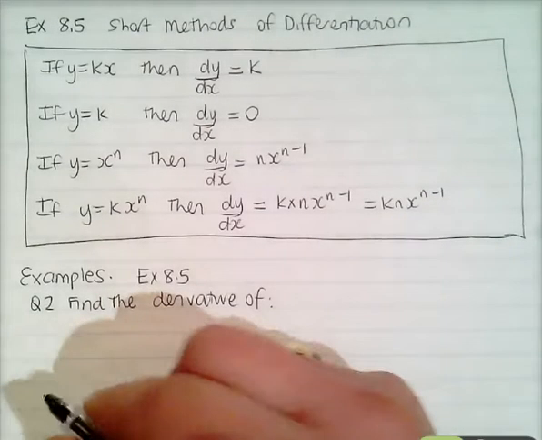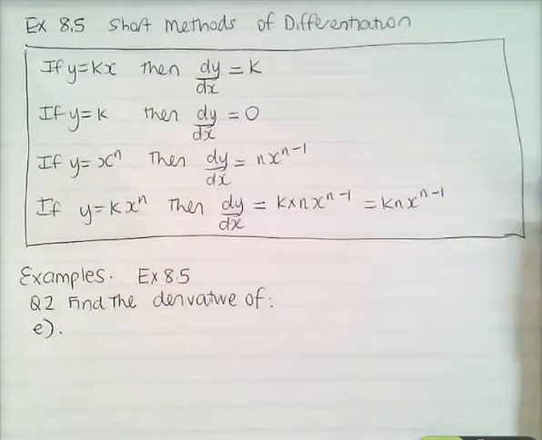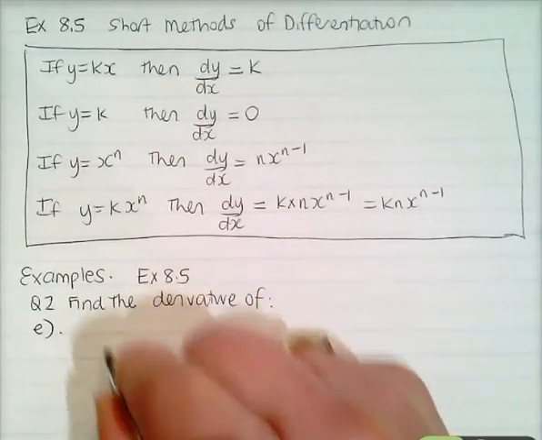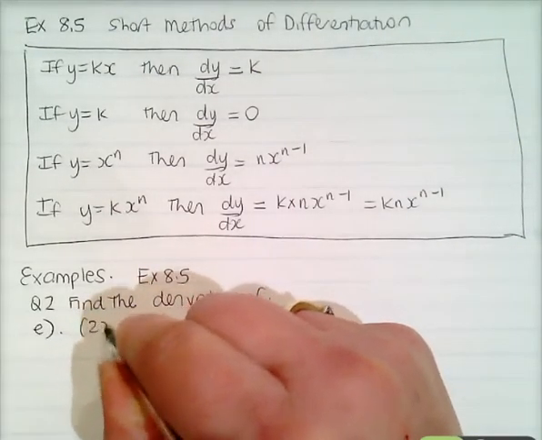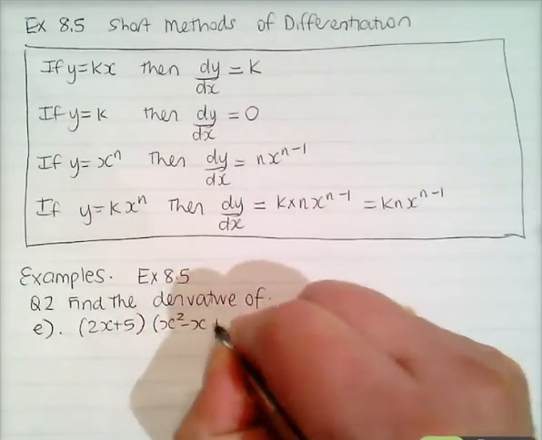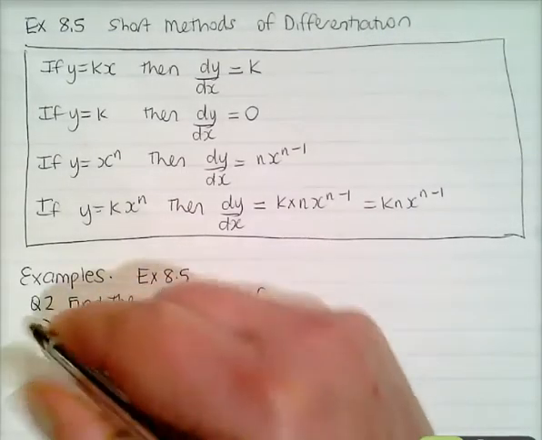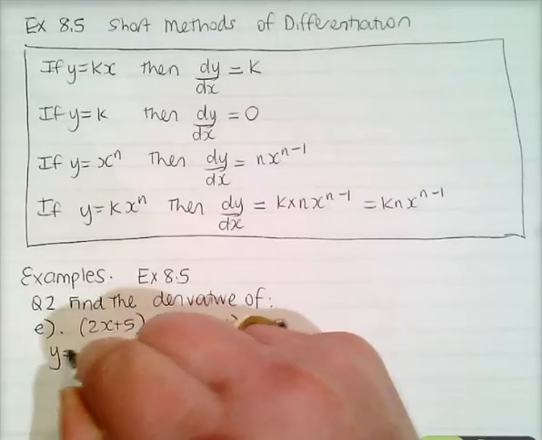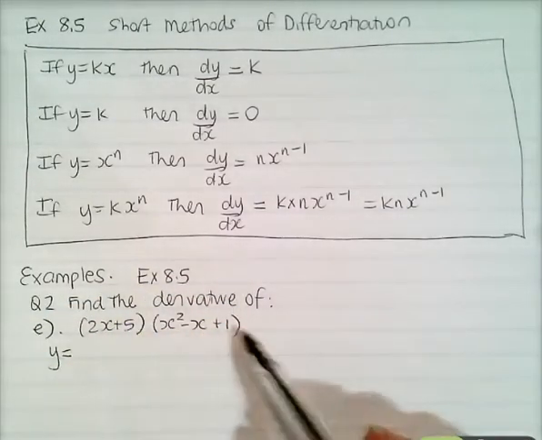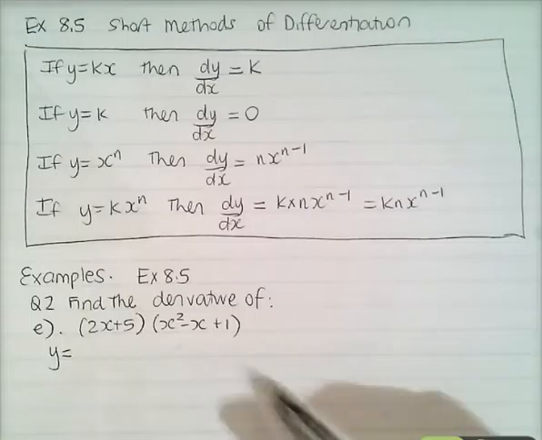Okay, we're going to do some examples from exercise 8.5 from question 2 onwards. The first one is to find the derivative of this function. So to find the derivative of (2x plus 5) times (x squared minus x plus 1), we're going to let, say, y equal that, but we really need to expand this. It'd be much better to expand this and simplify, and then we'll differentiate it.